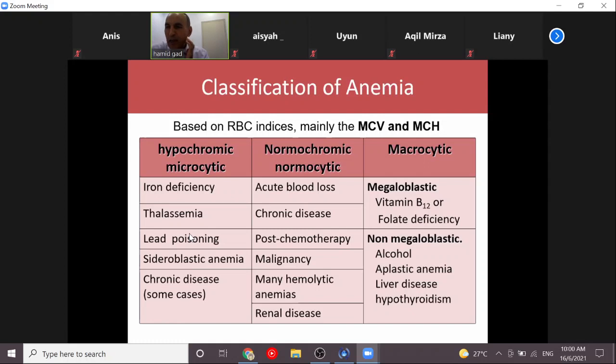Macrocytic anemia is classified into two types: megaloblastic anemia and non-megaloblastic anemia. This is based on the bone marrow. We have to take a bone marrow biopsy and check for megaloblasts. Megaloblast is a type of cell, an abnormal erythroblast. You know what an erythroblast is? The precursor cell. Have you taken erythropoiesis?